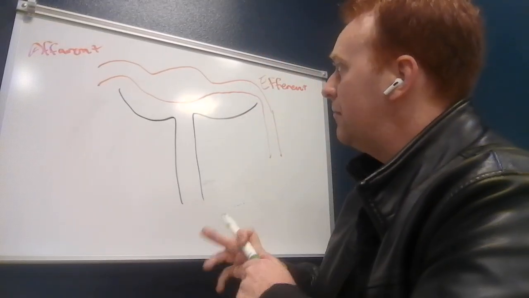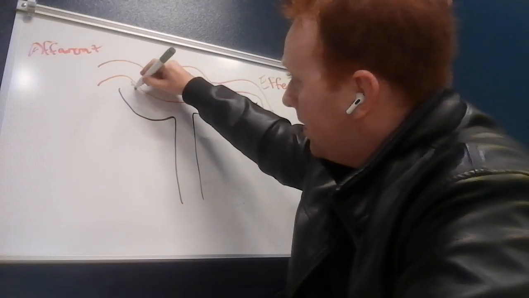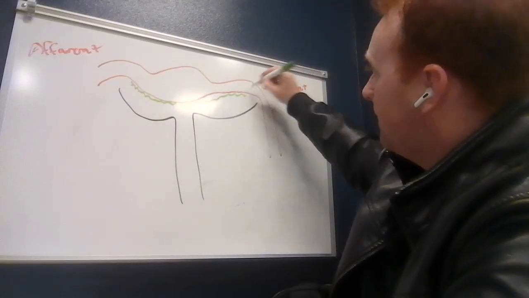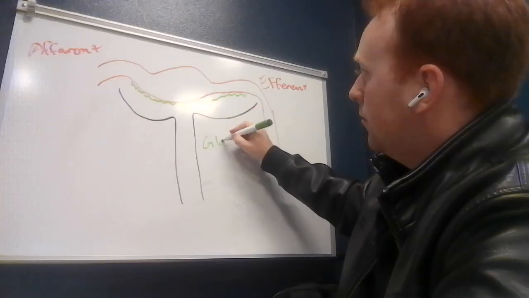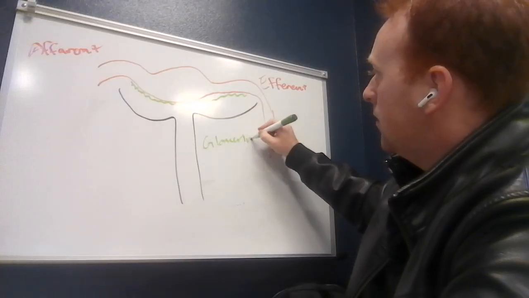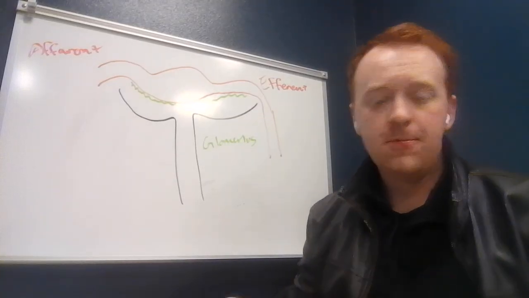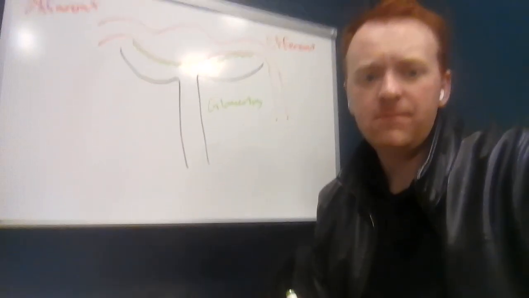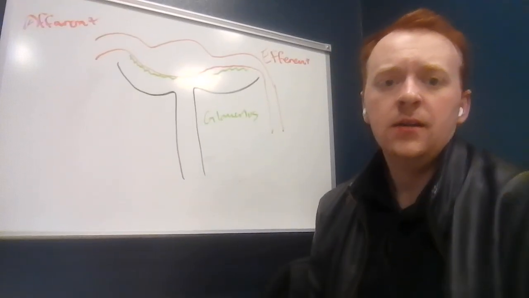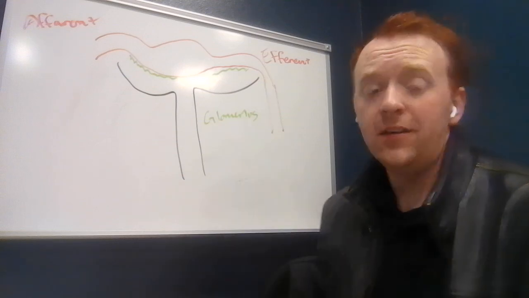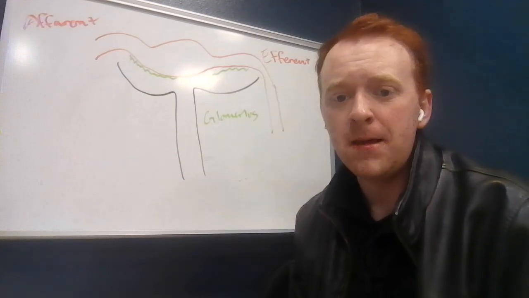I drew it in green before, so I'll draw it in green again. The glomerulus lines the bottom of this right here. So this is the glomerulus. There you are. So that's a simple way to draw a nephron. Blood enters afferent, leaves efferent, and there's the glomerulus.